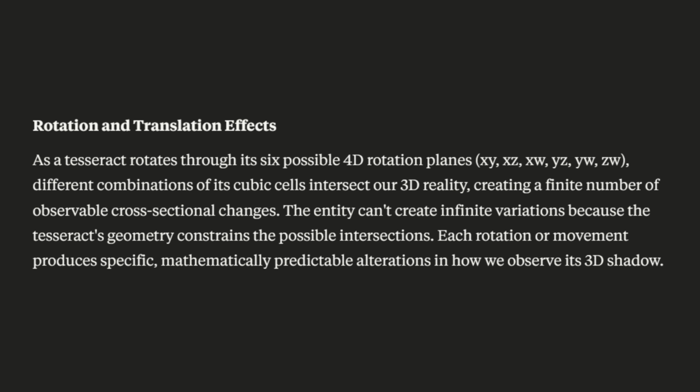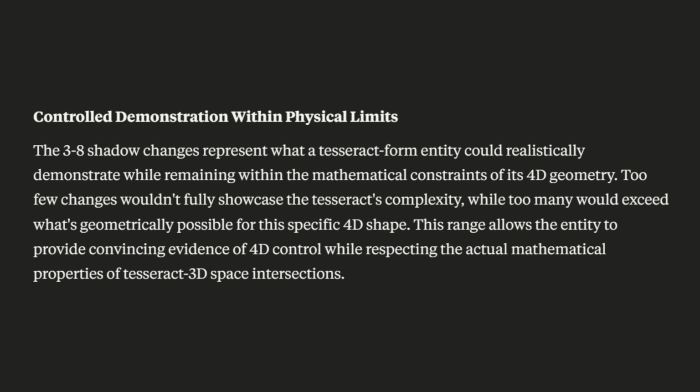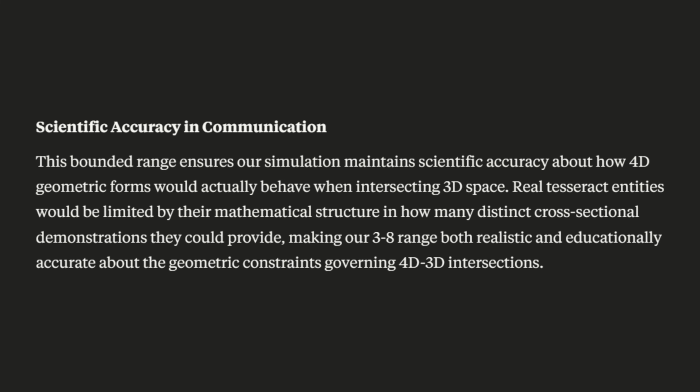So if we think about it, this random.randint function ensures each geometric communication feels unique and realistic. Sometimes entities produce fewer changes, maybe they're less energetic. Sometimes more, perhaps more eager to communicate. This creates that natural variation in 4D geometric demonstrations.